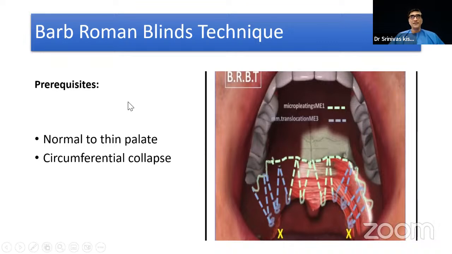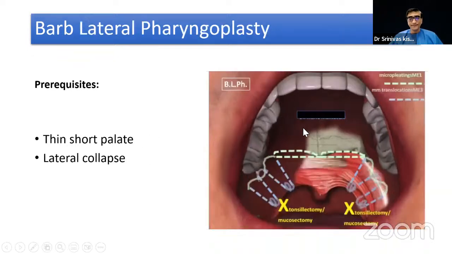These are all inspired from barbed sutures, which the plastic surgeons or the facial plastic surgeons have been using for a very long time. Now, what is the barbed Roman blind technique? The barbed Roman blind technique is a procedure which you select in a normal or a thin palate when you have a circumferential collapse. So how do you go about doing this particular procedure? You can start at the junction of the hard and soft palate, and the dot, dot, dot basically means that the whole procedure is submucosal. Once I show you the video, you will understand what these are.